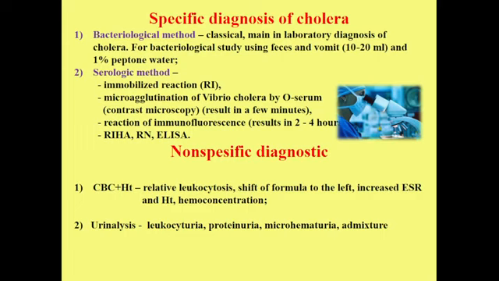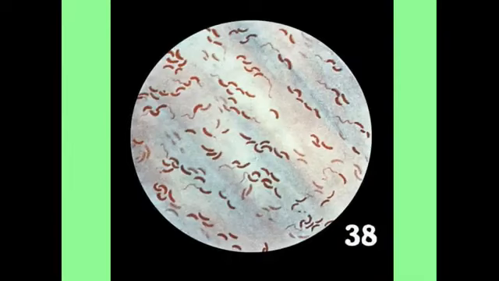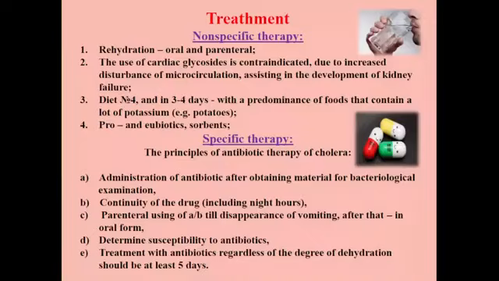Non-specific diagnostics. CBC plus hematocrit: relative leukocytosis, shift of the formula to the left, increased ESR and hematocrit, hemoconcentration. So there may be an increase in hemoglobin, erythrocytes and thrombocytes, but it is all due to hemoconcentration. Urinalysis may show leukocyturia, proteinuria, microhematuria. Okay, so this is how Vibrio cholerae looks in microscopy.